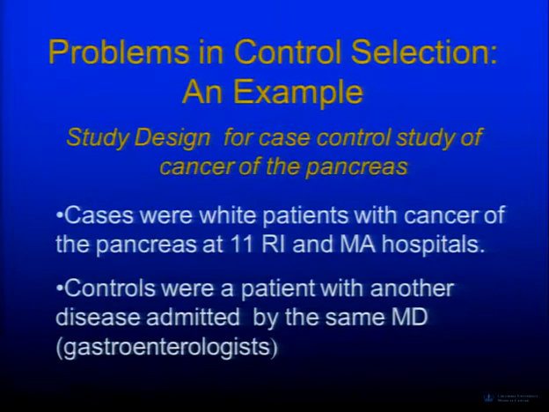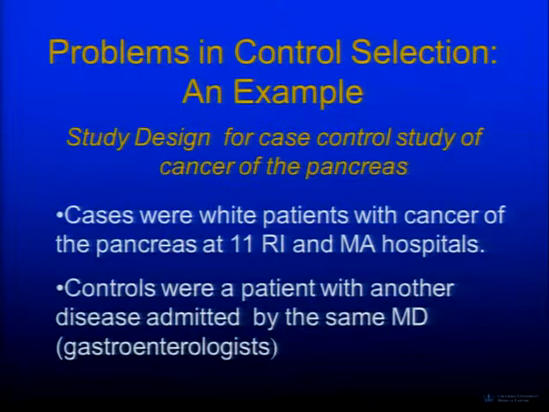So let's go through an example of a case control study where we can think about the control selection and how it was done. So the study was looking at cancer of the pancreas, a rare disease. The cases were all white patients with cancer of the pancreas, and they came from hospitals in Rhode Island or Massachusetts, of which there were 11 different hospitals.